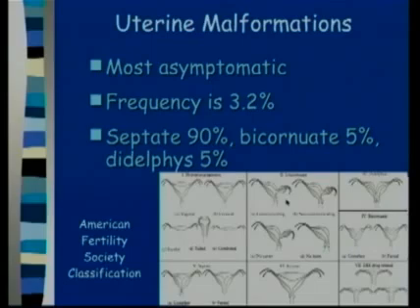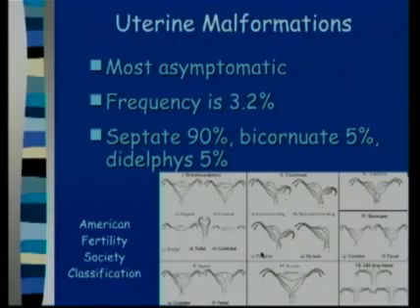Now, there are multiple different uterine malformations, and most women are asymptomatic, and they occur in about 3% of the population. By far, the septate uterus is the most common. So when you see a uterine anomaly, that should be the one you're thinking about. The bicornuate, the didelphys, much less common.